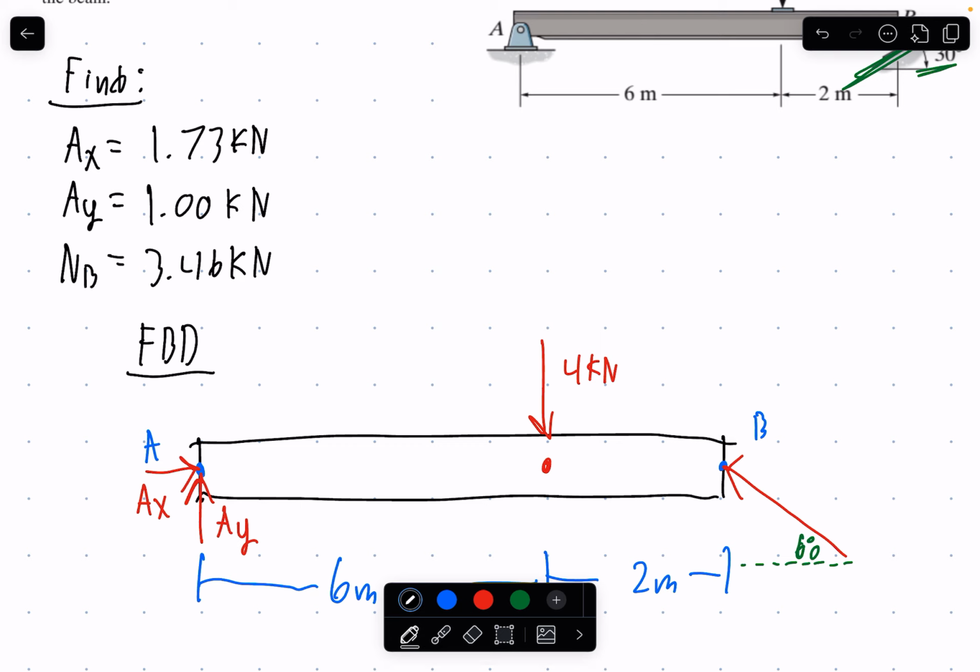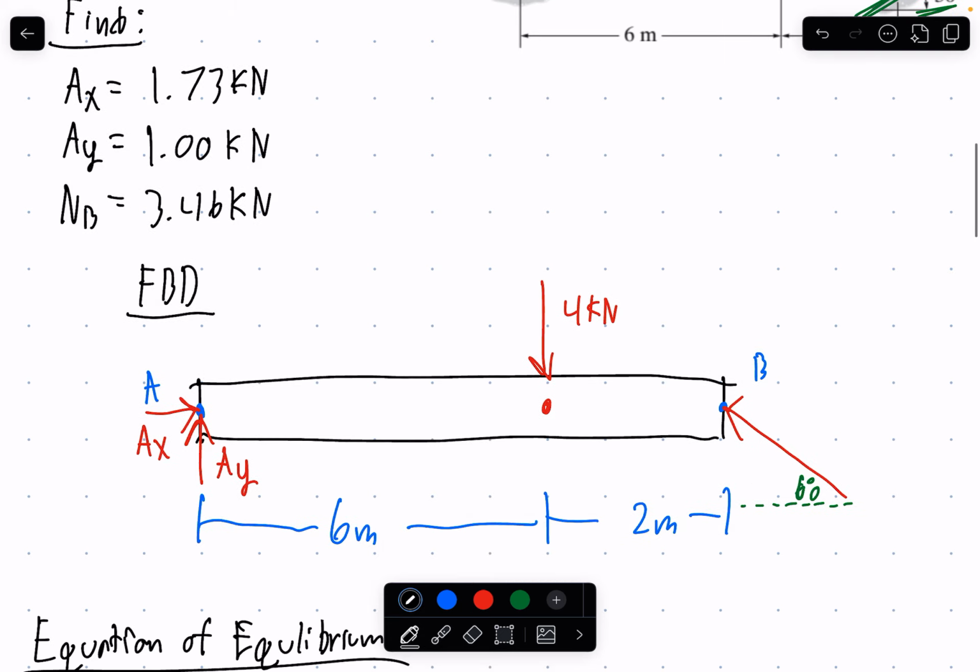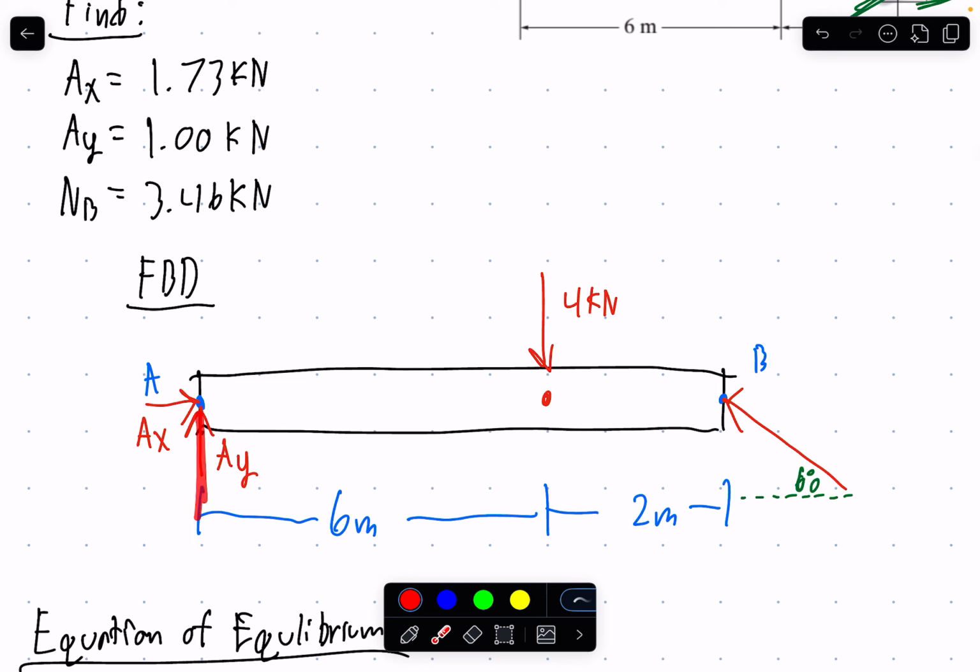And if you notice that all these reactions are positive right here, that means in our free body diagram, we defined all the forces in the correct direction. If we got a negative for any of these reactions, this means that we assumed the force was going the wrong direction and that the force is actually acting in the opposite direction.